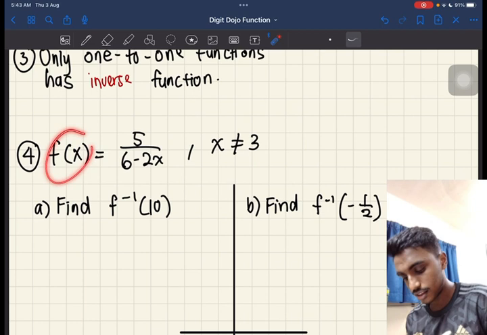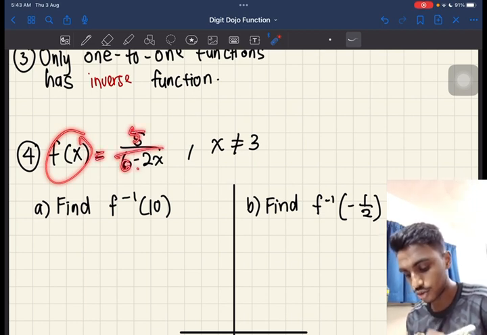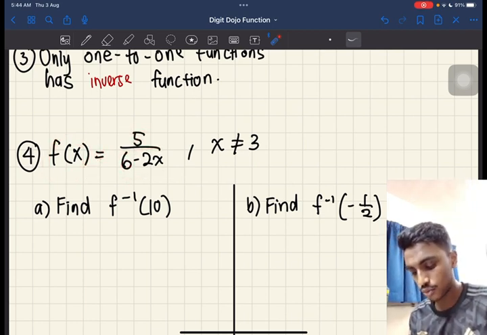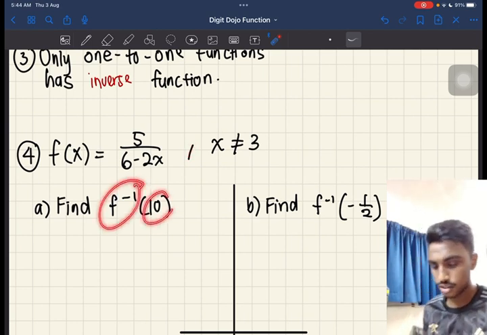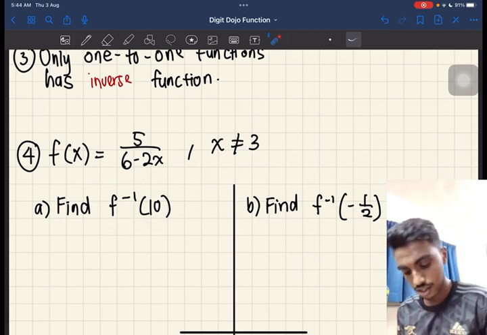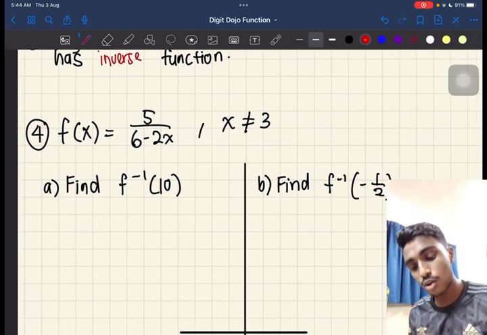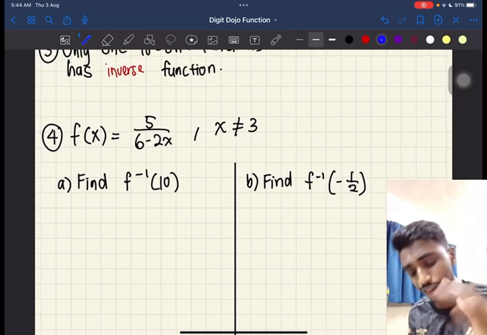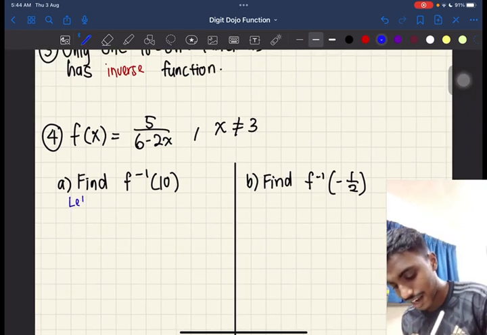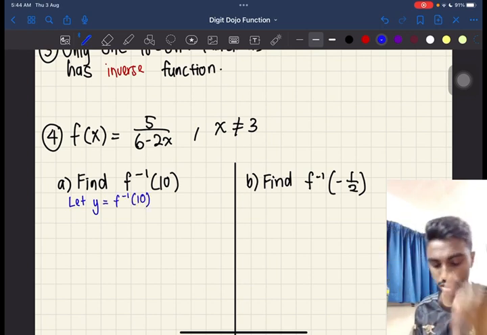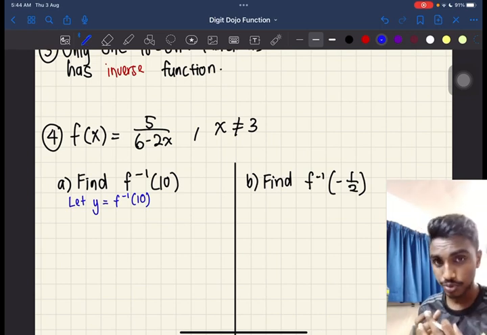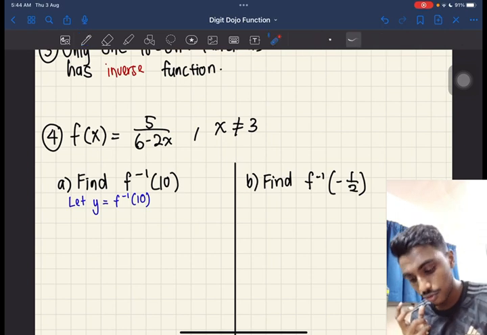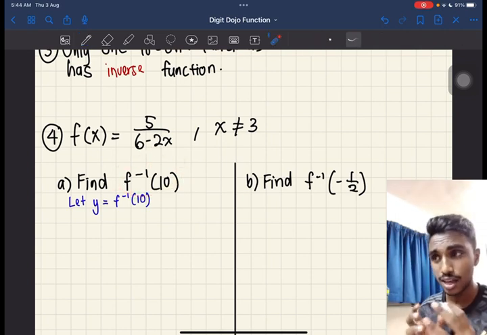f(x) is equal to 5 over 6 minus 2x, where x cannot be 3. Find the inverse of 10, that is, f inverse of 10. So how do we solve this type of question? The very first step is to let y be equal to f to the power of -1 of 10. We just assume y, since they're asking us to find this thing, so we assume that is our y.